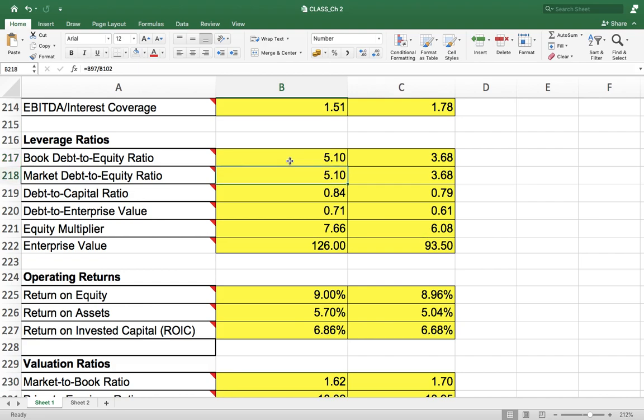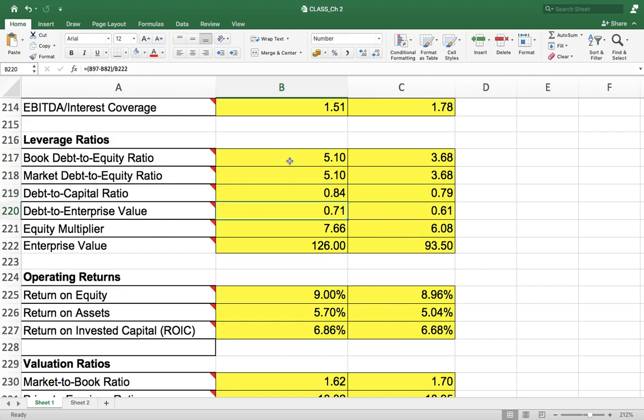Next is market debt to equity ratio. Here also we take the same book value of debt and market value of the debt, the same. That's why the ratio remains the same. Debt to capital ratio, that is debt divided by debt plus equity. It is 0.84 and it was 0.79.